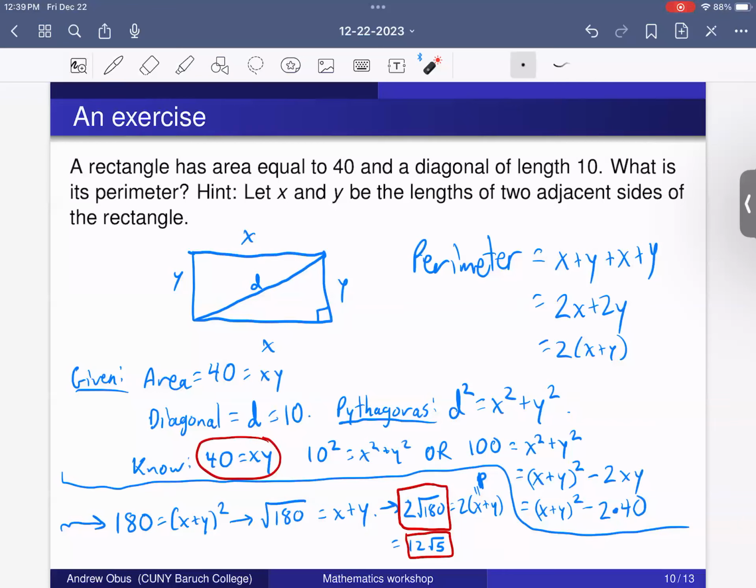Yeah, Mr. Overall. Yes. The 2 outside the radical sign there. Where do we get our 2 from? Oh, well, we want to multiply both sides by 2, right? We have that root 180 is x plus y, but we want the perimeter. And the perimeter is not x plus y, it's 2 times x plus y. So we have to multiply it by 2 in order to get the perimeter.